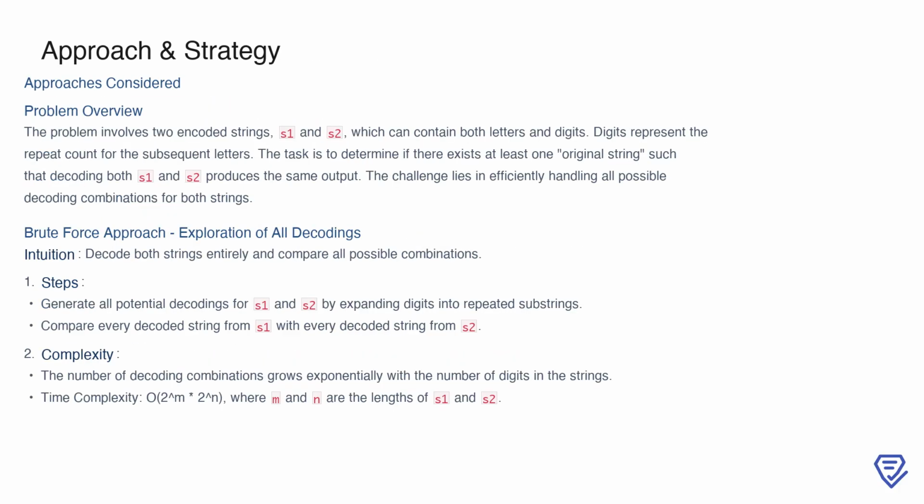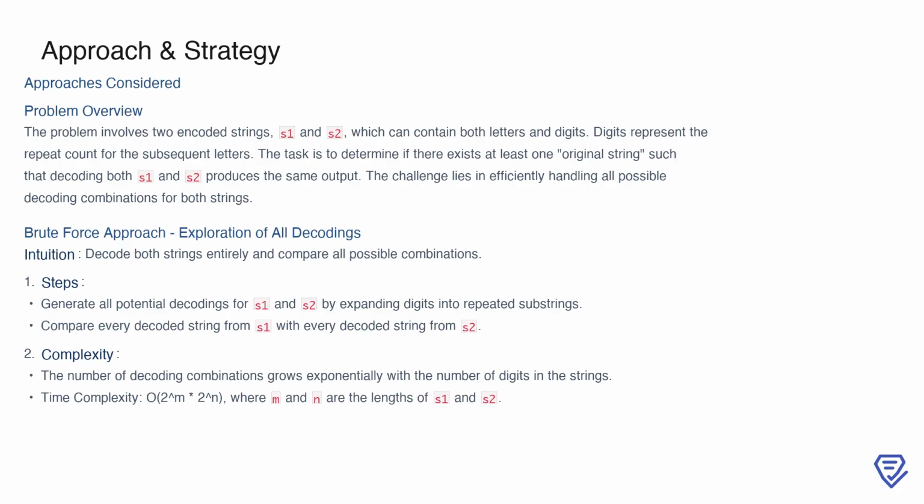To solve this problem, we need to handle two encoded strings, S1 and S2. These strings contain both letters and digits, where the digits represent repeat counts for the subsequent letters. Our goal is to determine if there exists at least one original string such that decoding both S1 and S2 produces the same result. The challenge lies in efficiently managing all possible decoding combinations, especially as the presence of digits adds exponential growth to the number of possibilities.